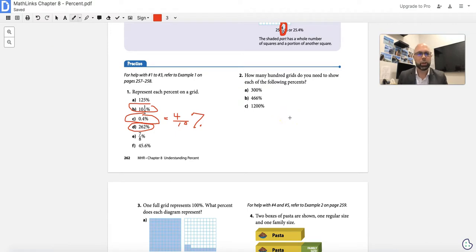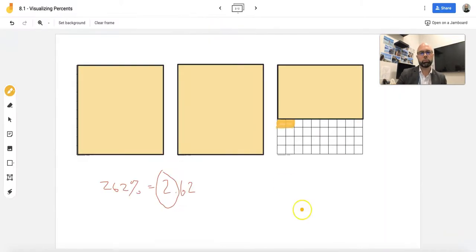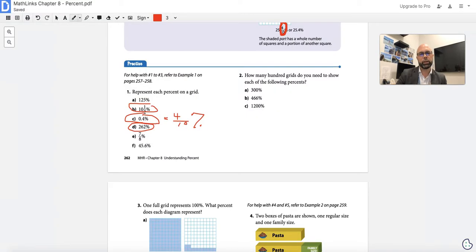How many, that was number 1. This is so slow. Okay, how many 100 grids do you need to show each of the following percents? Yes, okay, so I knew that would come up. Think about what we just did. 262% requires 300 grids, right? So you will need, if there's any remainder over a whole, you will need that next grid. Probably didn't explain that very well, but let's go through these.